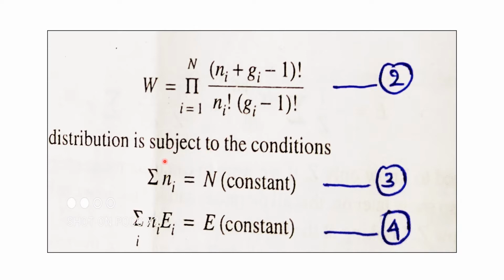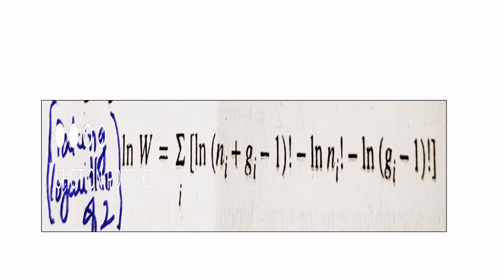However, this distribution is subject to the conditions sigma Ni equal to n, that is a constant, and sigma i Ni Ei equal to E, a constant. Taking logarithm of equation 2, we get ln W is equal to sigma i [ln (Ni plus Gi minus 1) factorial minus ln Ni factorial minus ln (Gi minus 1) factorial].